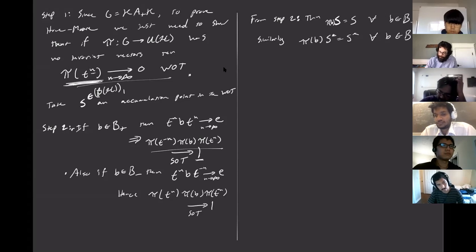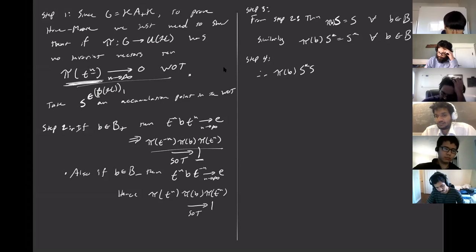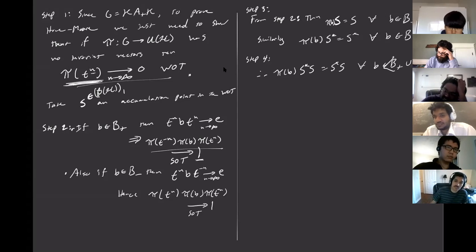And so combining these two facts, so this was maybe step three, and then step four is combining these two, we get that therefore pi b of s star s is equal to s star s. And this is for all b in B plus union B minus, and hence also the group they generate, which is all of G.